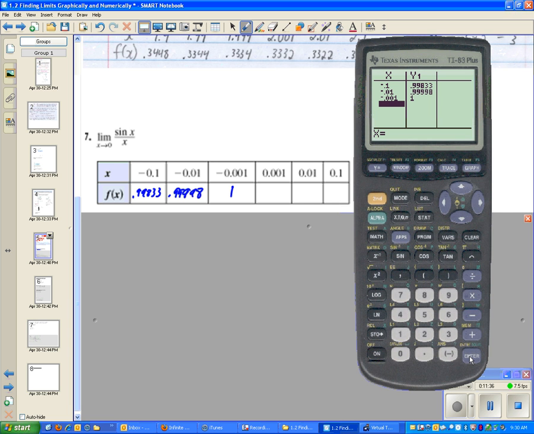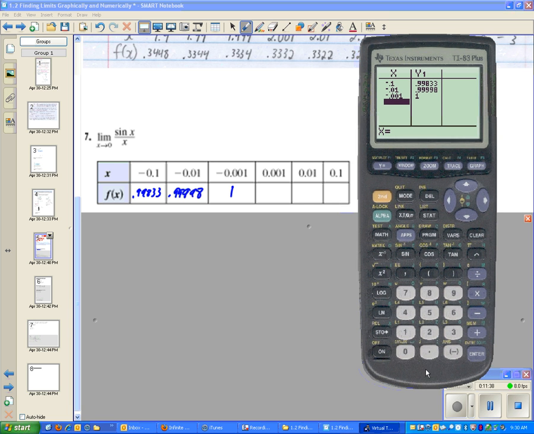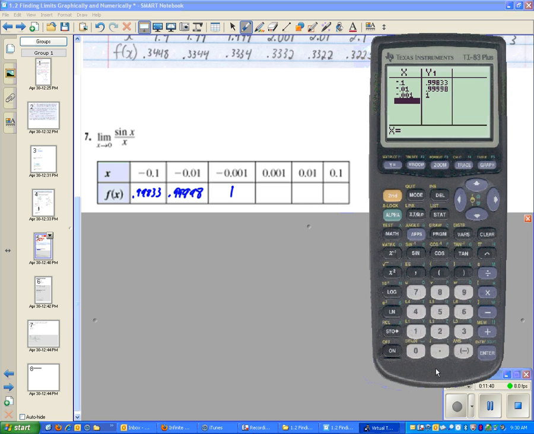This calculator's old. Y'all may have something a little different. Now notice what happened then. As x got closer to 0, our y got closer to 1. Even though I wrote down 1, I know that doesn't really equal 1. Okay, so what do we think it's converging to? I think 1. Well, let's see if it really is.